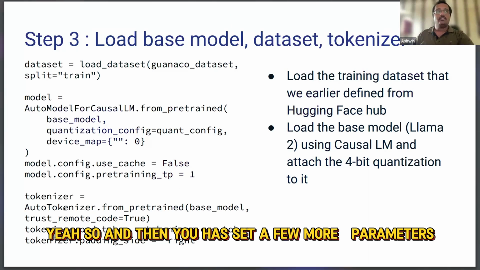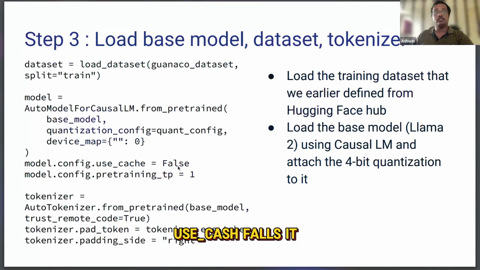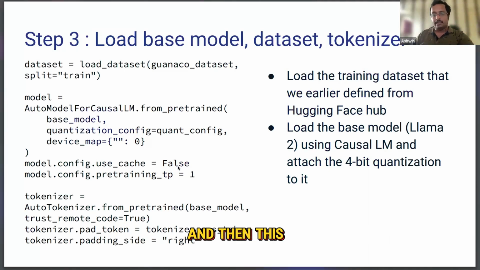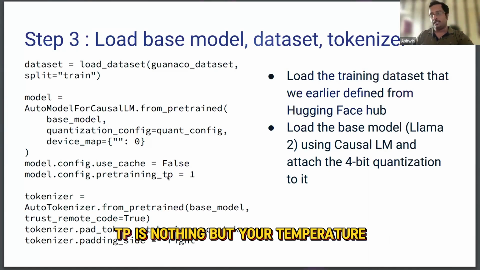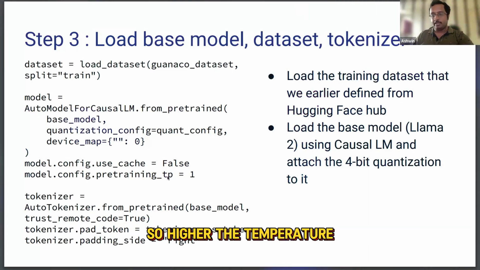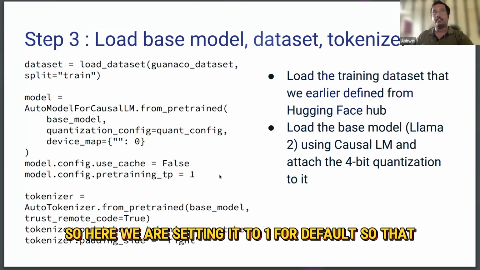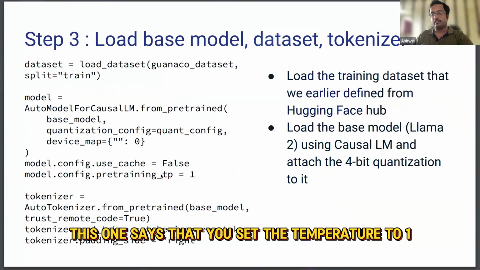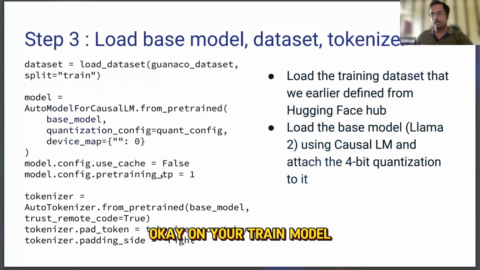And then you have set a few more parameters. The use_cache=False disables caching in your model configuration. And then this TP is your temperature. Temperature is mainly to reduce hallucination. So the higher the temperature, the lower the hallucination. Here we are setting it to 1 as the default. So this one says that you set the temperature to 1 on your trained model.